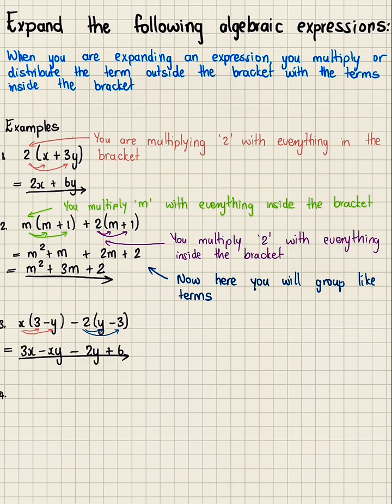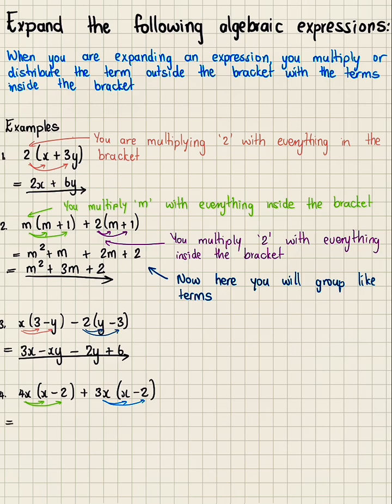Okay. So number 4, you're given 4x(x - 2) + 3x(x - 2). Okay. So you're going to multiply the term outside the brackets with every term inside the bracket. So you'll multiply 4x with everything inside the bracket. Again, I'm using colors to help me navigate to see what I am multiplying 4x with, okay? So 3x with everything inside the bracket. I'm using a different color to help me navigate, okay?